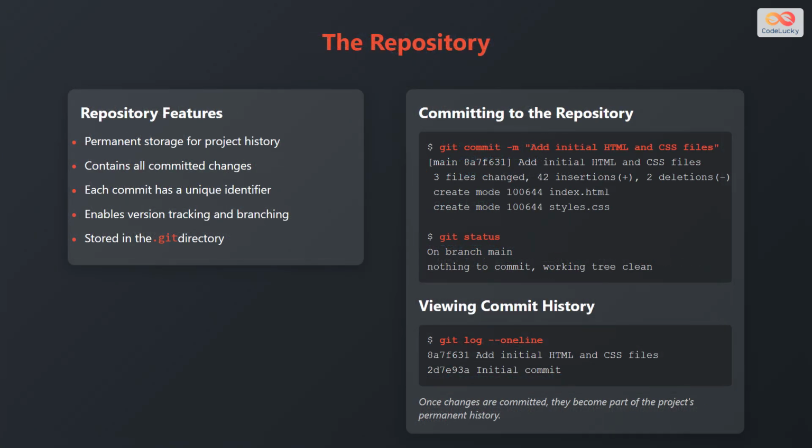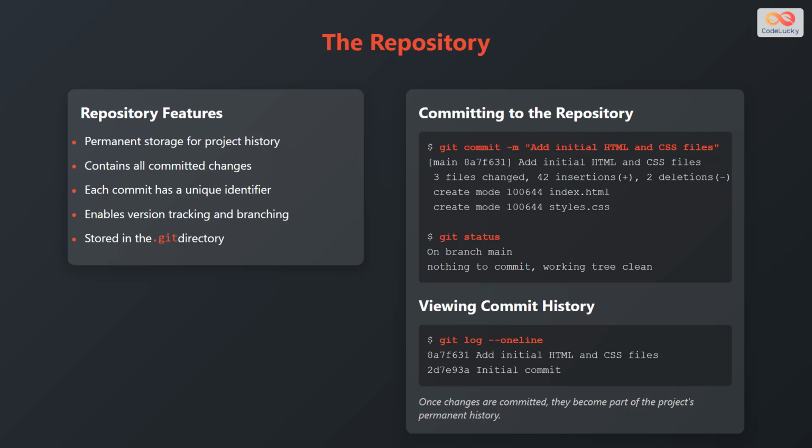The repository is the permanent storage for your project's history. It contains all the committed changes, and each commit has a unique identifier, allowing you to track changes over time. The repository enables version tracking, allowing you to revert to previous states, and branching, enabling parallel development. The repository is stored in the .git directory within your project.